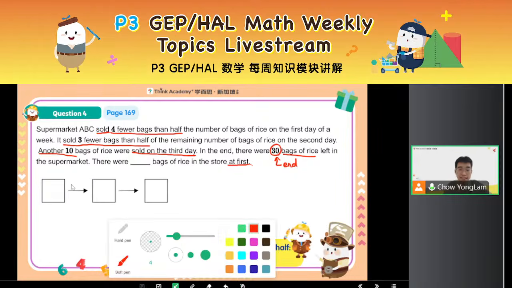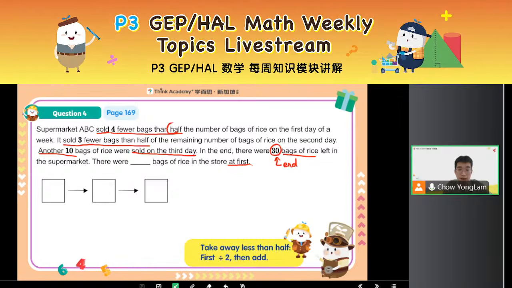First, of course, I sell 4 fewer bags than half. We focus on the half first, right? So that means I was about to sell half, but I didn't actually, right? There's still 4 fewer. 4 fewer than half means I actually have more left over in my pocket. It's a plus 4, right? The remaining, there's 4 more. Don't calculate yet. The next step is selling 3 fewer bags than half.